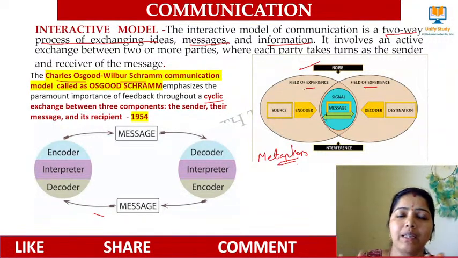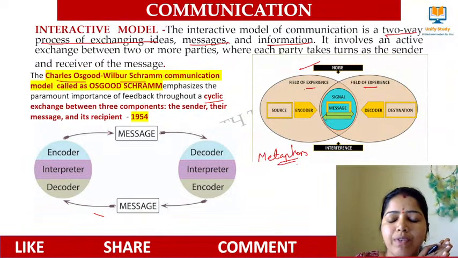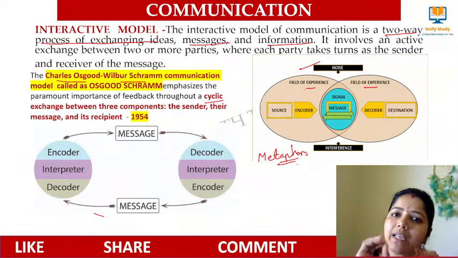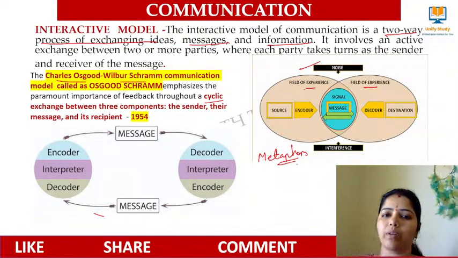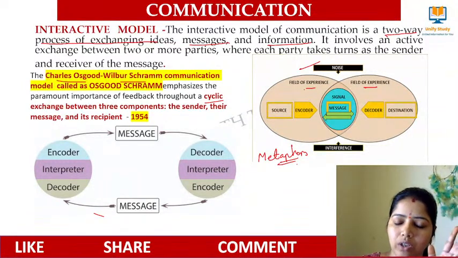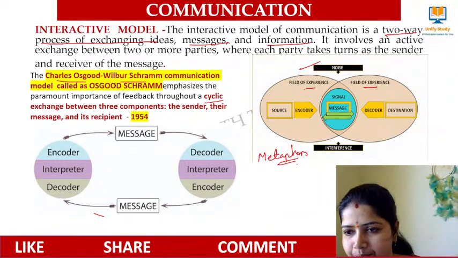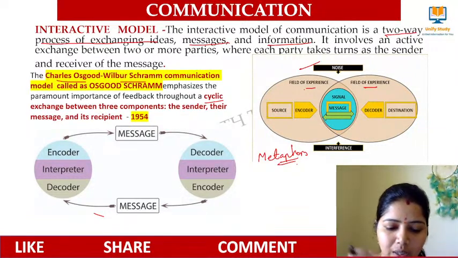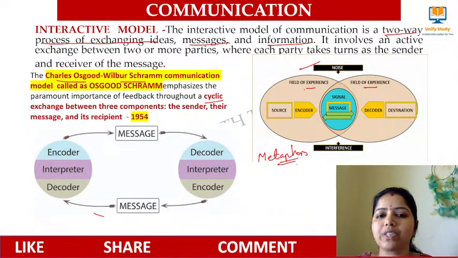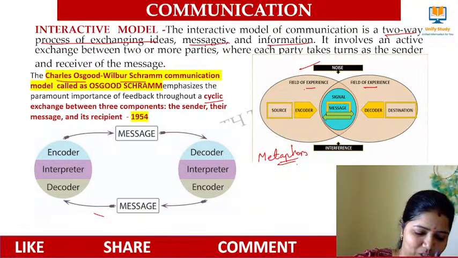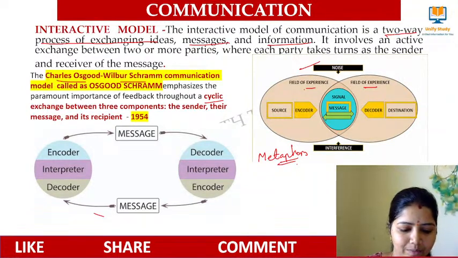Why? Because before 1954, there was no concept of the field of experience of the sender and the receiver. They were just throwing the message, with no concern about the field of experience of the sender or the receiver. So these are the concepts of Schramm's model. Here we have the concept of feedback, because there is an interaction.